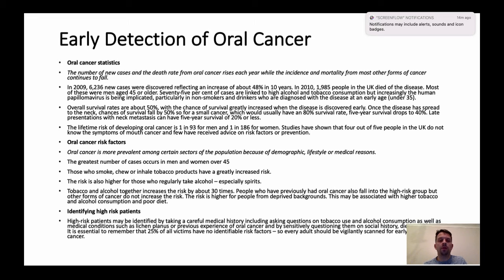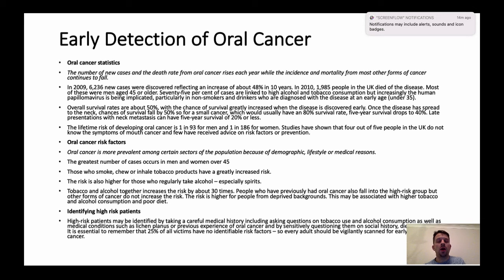Oral cancer is more prevalent in certain sectors of the population because of demographic, lifestyle and medical reasons. Again, most cases are men and women over 45. Those who smoke, chew or inhale tobacco are at the most risk. It's also higher for those who regularly drink alcohol, especially spirits. Now, interestingly, if you combine tobacco and alcohol together, you actually get about 30 times increased risk. So the patients that smoke and drink heavily are at a significantly higher risk of cancer.